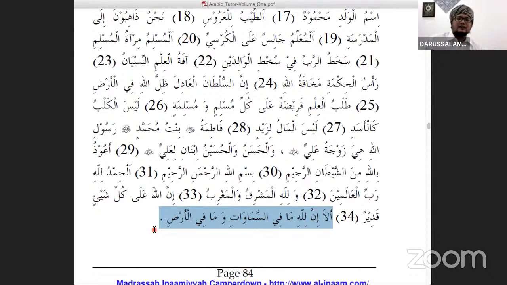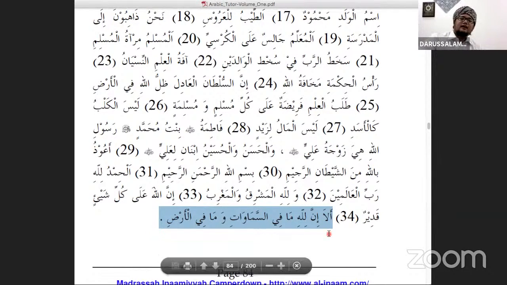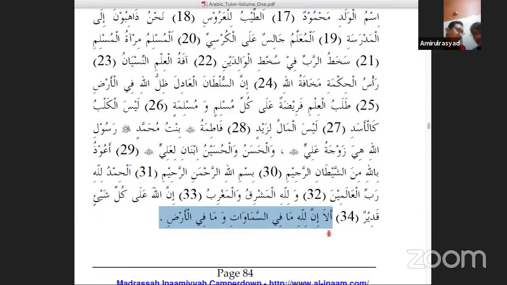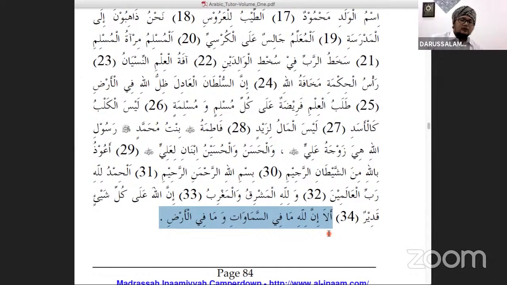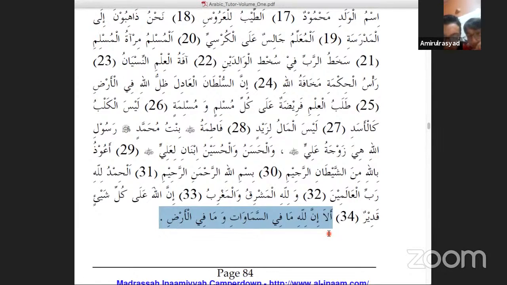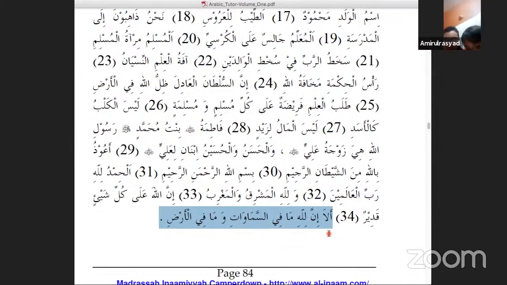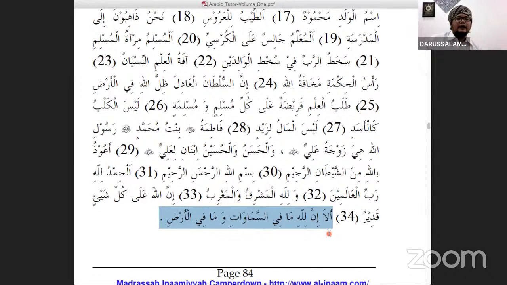Okay, ala, what does ala mean? Ala, beware, okay? Ala inna lillahi ma fis samawati wa ma fil ard. Okay, so what does ala mean? Ala: ingatlah. Beware.